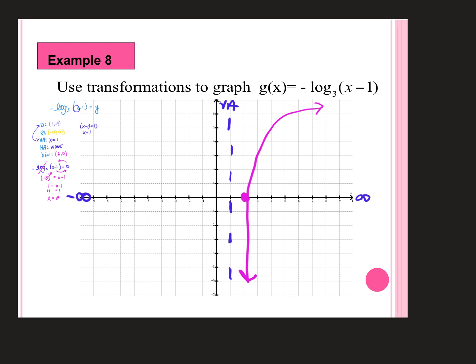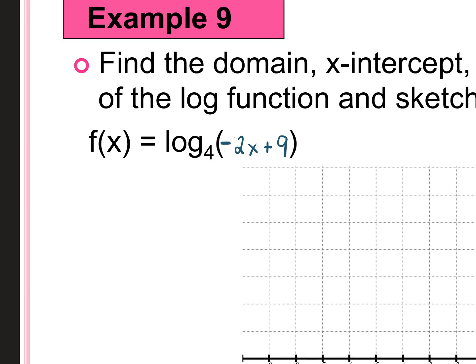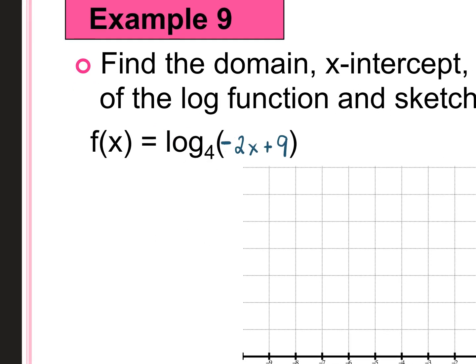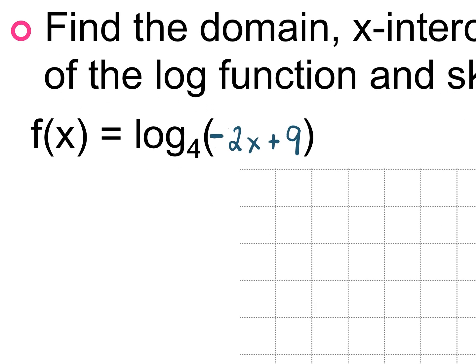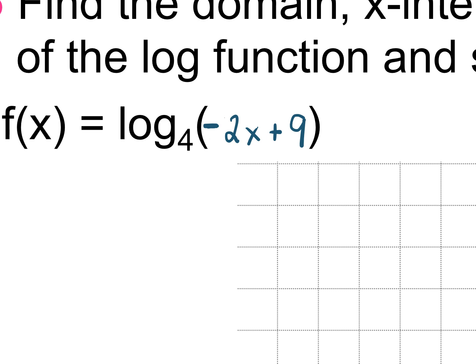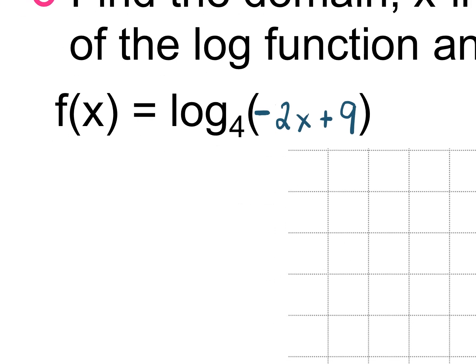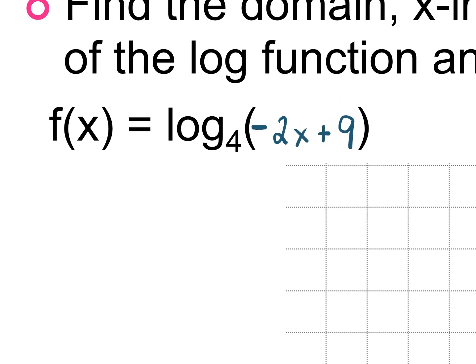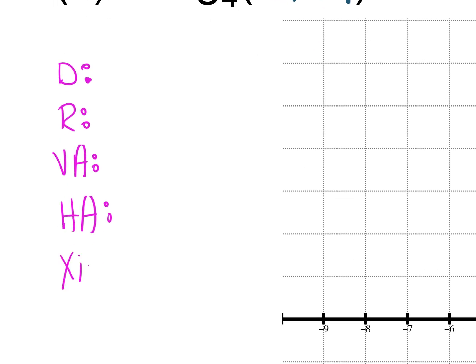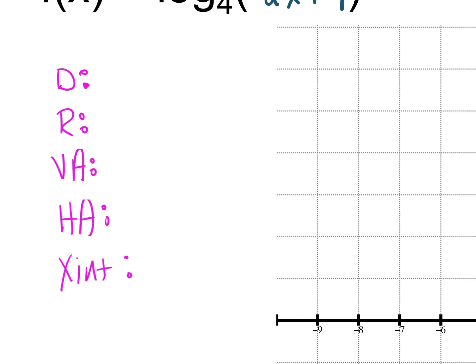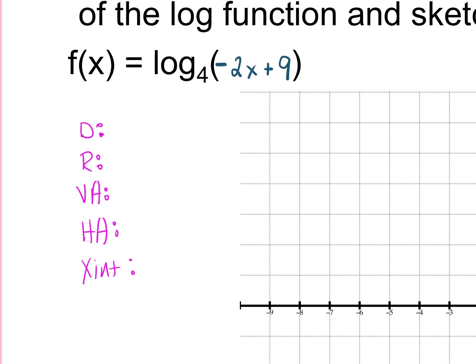All right, let's look at the next one. I changed it, so go ahead and change it. All right, we're going to find the domain, x-intercept. We're going to find all the stuff. But change yours to log base 4 of negative 2x plus 9. So I'm going to say, okay, we're going to find the domain, range, vertical asymptote, horizontal asymptote, and x-intercept. Sometimes there's a y-intercept, sometimes there's not, but you aren't going to find it.